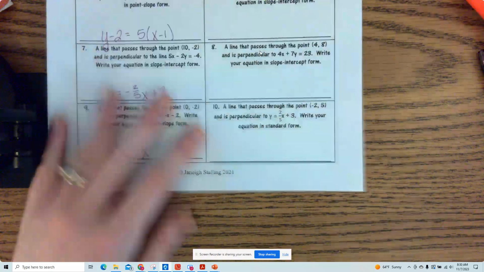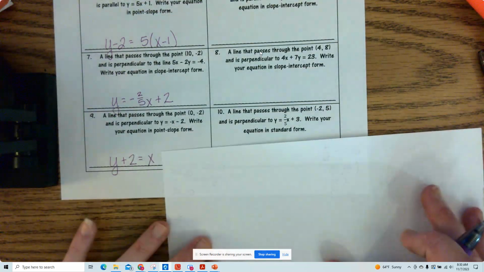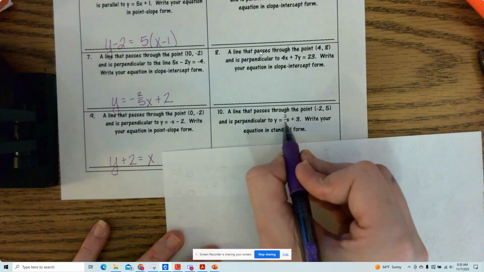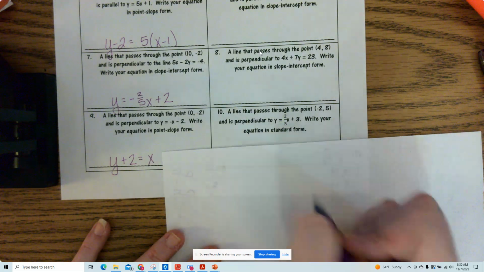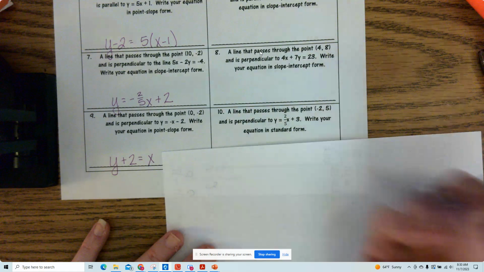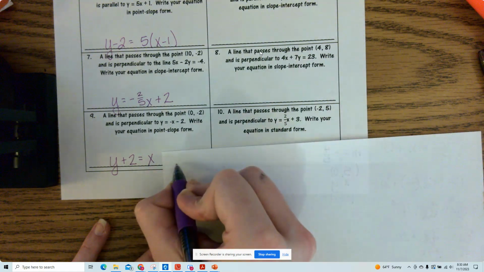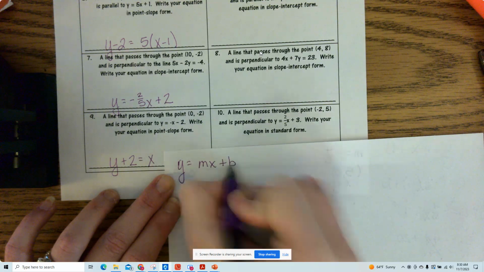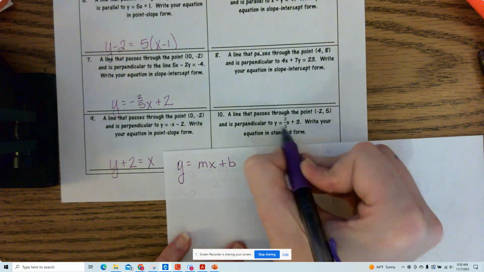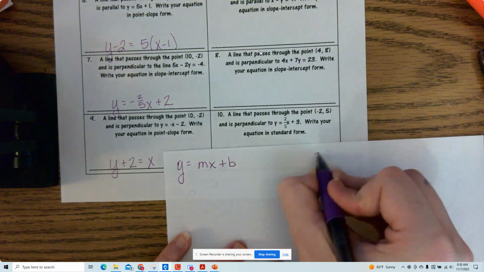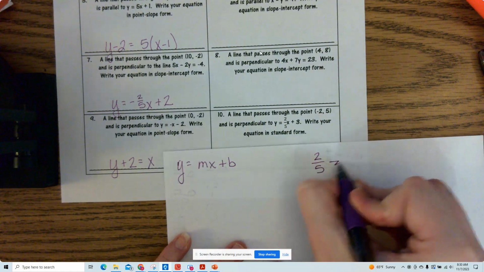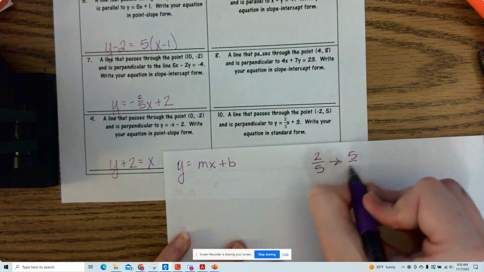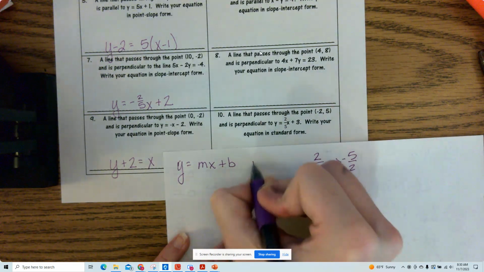All right, last one I'm going to do. Line that passes the point -2, 5 and is perpendicular. Write your equation in standard form. So let's do slope-intercept form first. y equals mx plus b. So my original slope is 2 over 5. What's the negative reciprocal? Change the sign. So that's my slope.